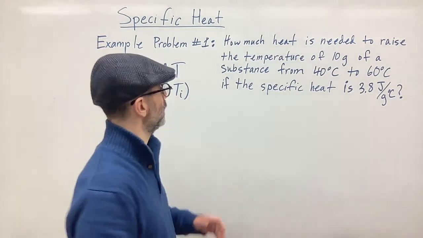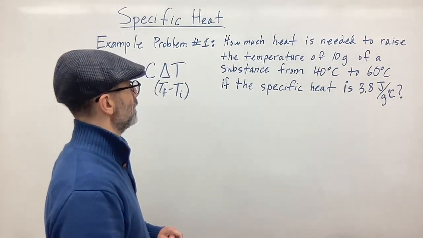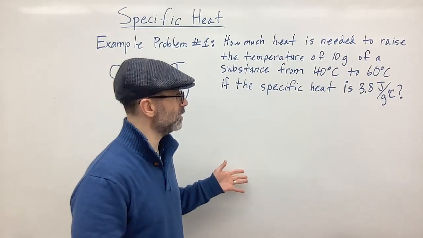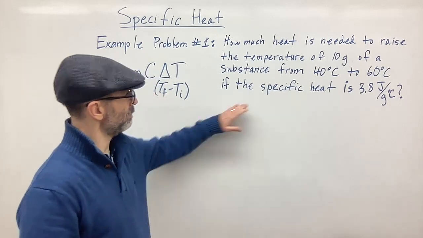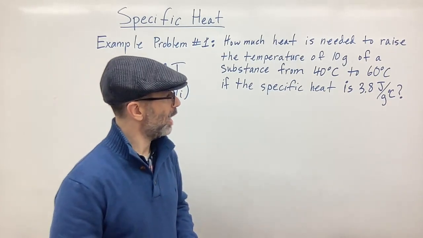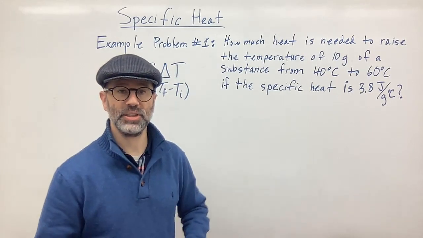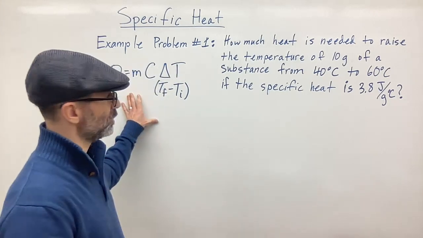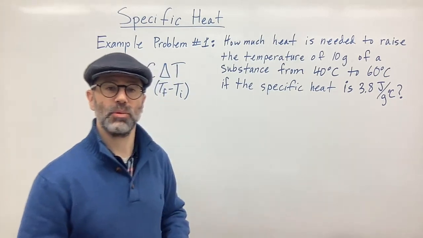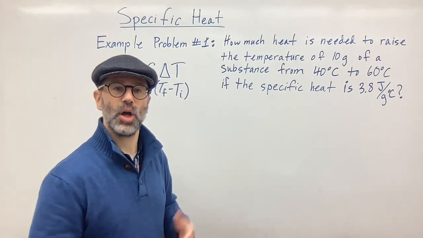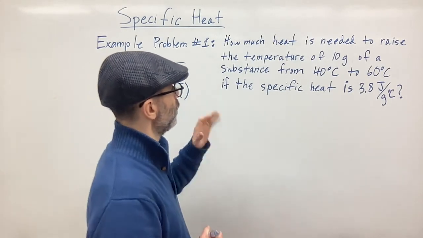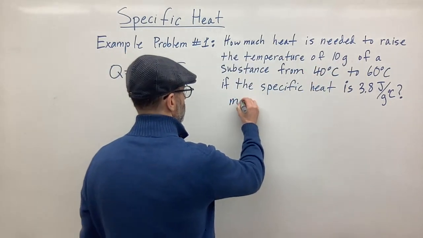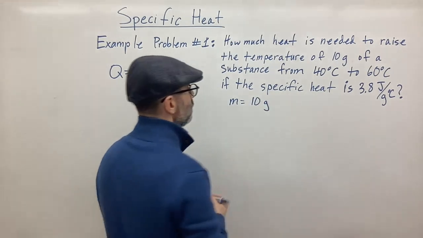Okay, so our first problem is how much heat is needed to raise the temperature of 10 grams of a substance from 40 degrees Celsius to 60 degrees Celsius if the specific heat is 3.8 joules per gram per degree Celsius. So the way we're going to do this is we have our equation, and we want to list the information we're given and label it so we know what we need to find. So here we're given the mass. The mass is 10 grams, so that's M. So M is equal to 10 grams.